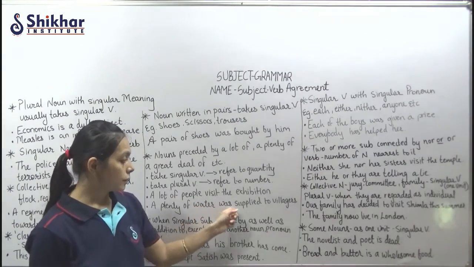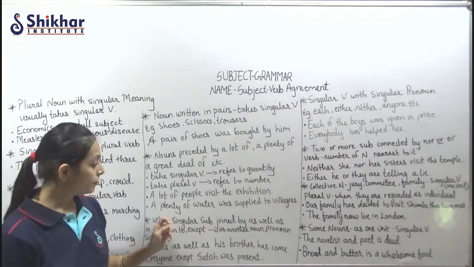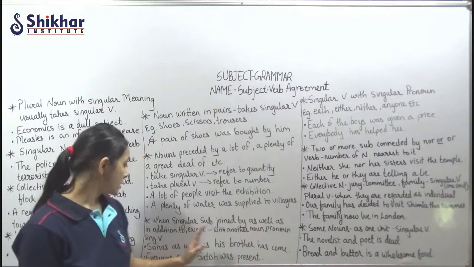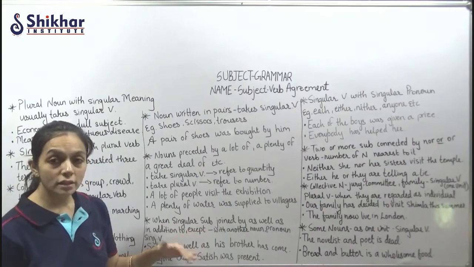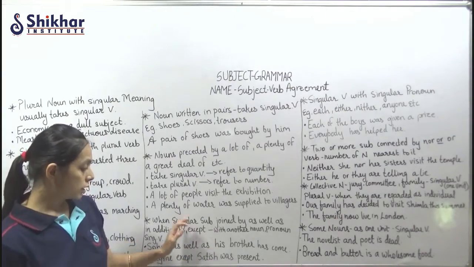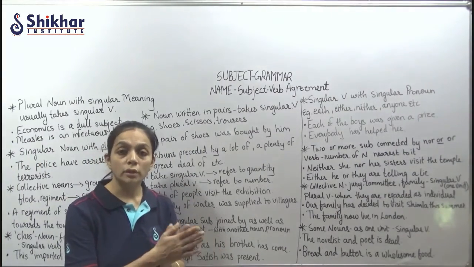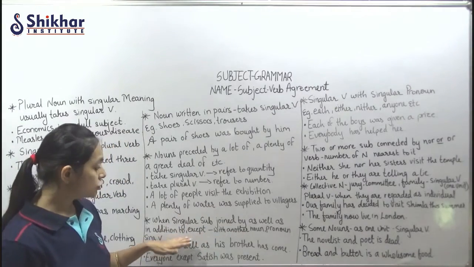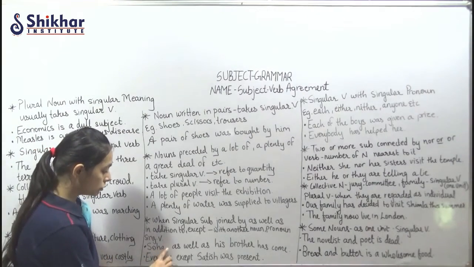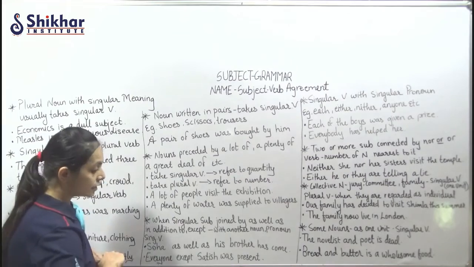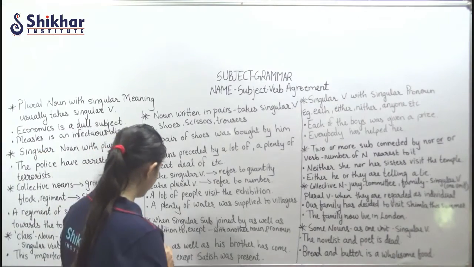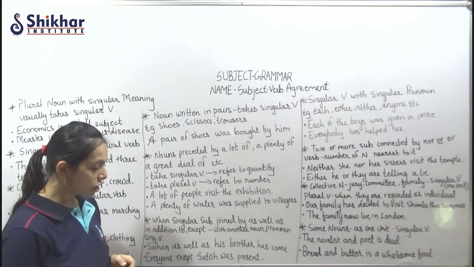Supplied to villagers. Then, when a singular subject is joined with as well as, in addition to, except, such words connect it with another pronoun or noun. One subject is connected to another noun or pronoun by as well as, in addition to, except. So we will take a singular verb. It is Sohan, not Subhas. It is Sohan as well as his brother has come. Then everyone except Satish was present.